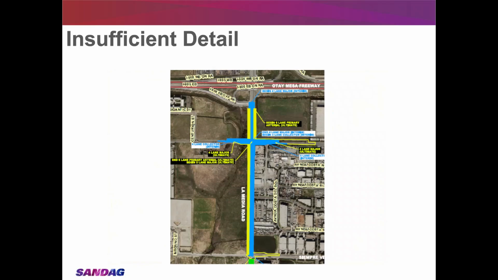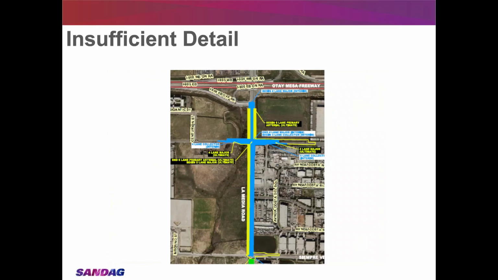Here's another example of semi-insufficient detail. What would really make this diagram clear and easy to use would be a little bit more pavement delineation rather than the bold lines and colored lines. This is kind of a half and half.